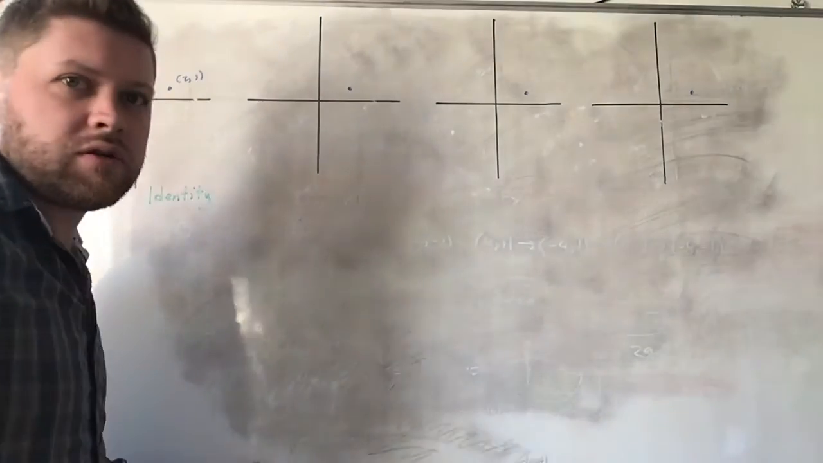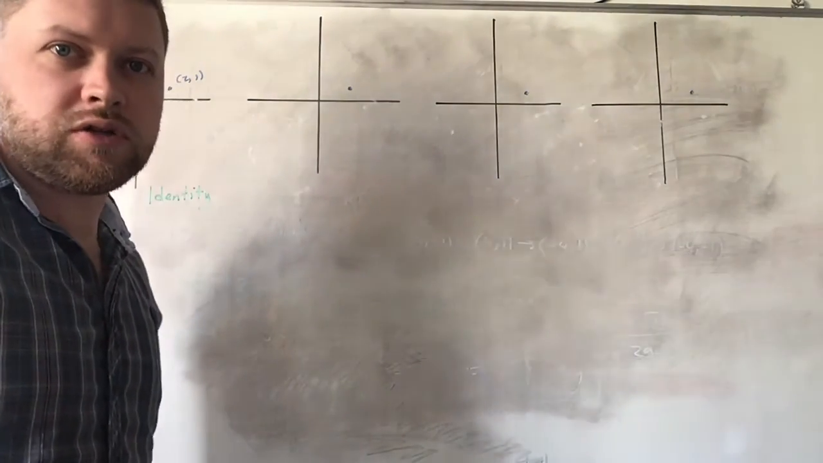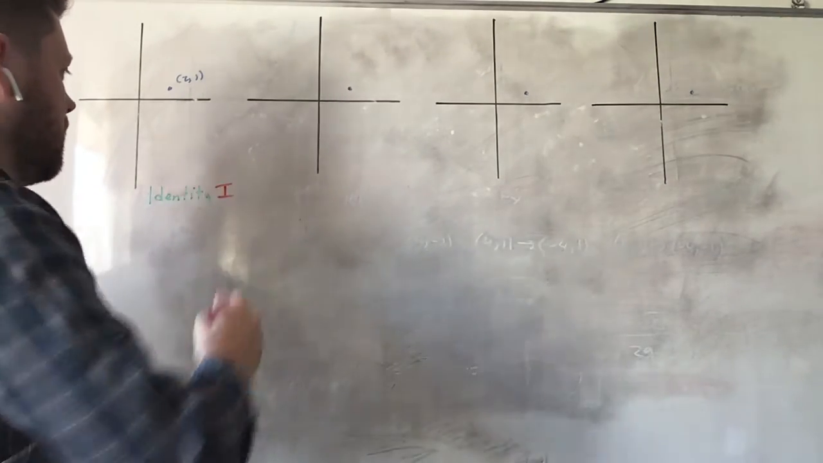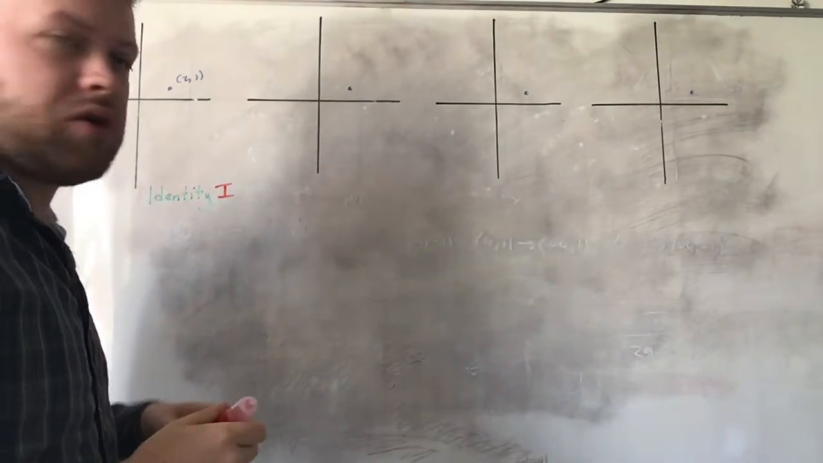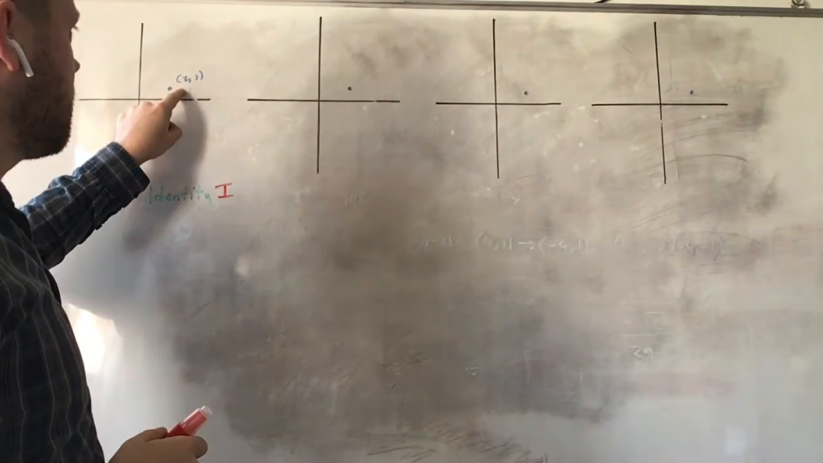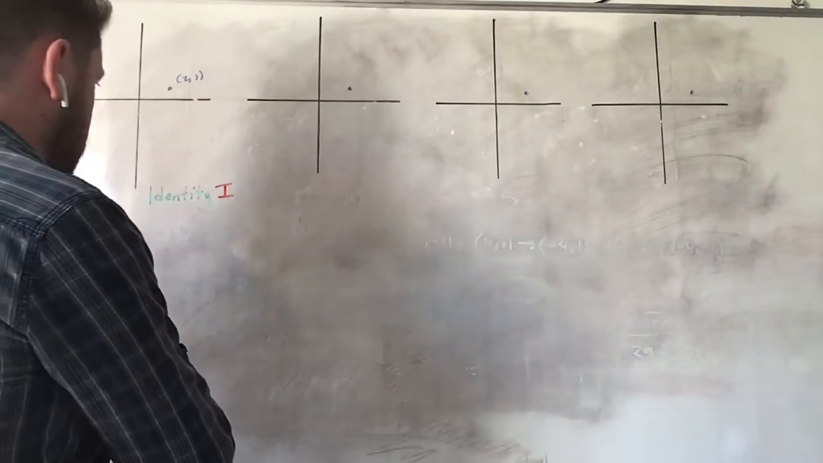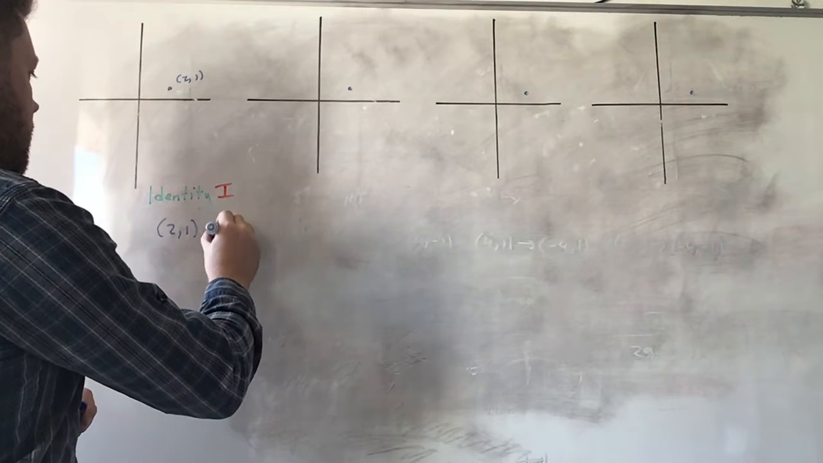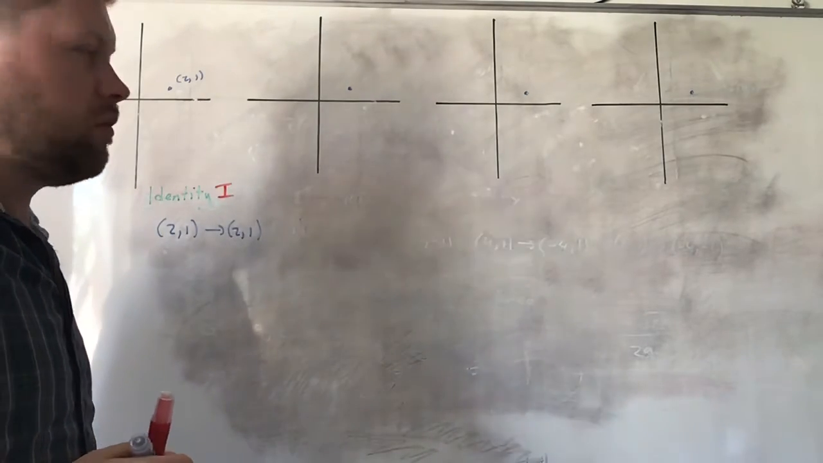identity transformation. The identity transformation is the do-nothing transformation. Okay, it sounds trivial, but it's very important. I'm going to call it I for identity. Okay, that means you take the point 2, 1, which is the point I'm choosing. It's just any point you could choose. So take the point 2, 1 and do nothing to it. So that looks like this. The point 2, 1 gets transformed to the point 2, 1.